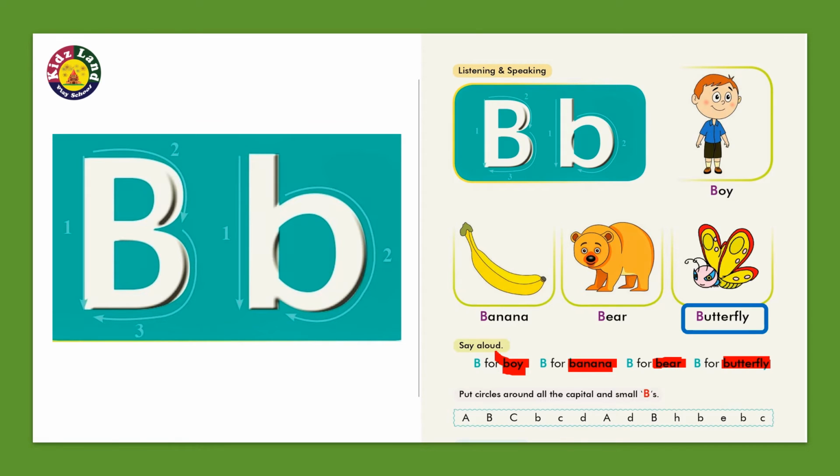B-U-T-T-E-R-F-L-Y, butterfly. Okay, can you see the pictures nicely? Once again, memorize B for boy, banana, bear, and butterfly. Next, coming to the activity, what does they say? They say we have to circle the capital and small letters of B. Okay, here we are talking about B, so we have to circle only the B's here.